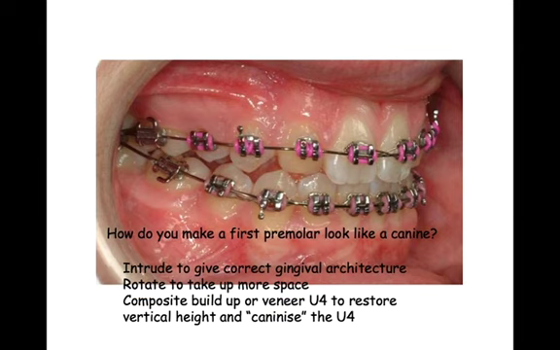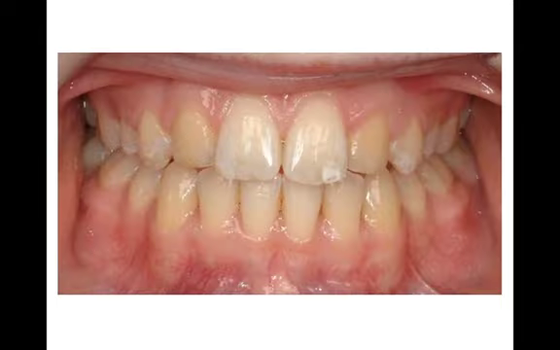Now, the mesiodistal width of the premolar is smaller than the mesiodistal width of the canine by 1 to 2 millimeter. So to mask this, we rotate the premolar slightly mesiobuccally, and this rotation will increase the space occupied by the tooth, and by that, the first premolar will look like a canine. And this is how the patient looked after the finish, the textbook photograph.